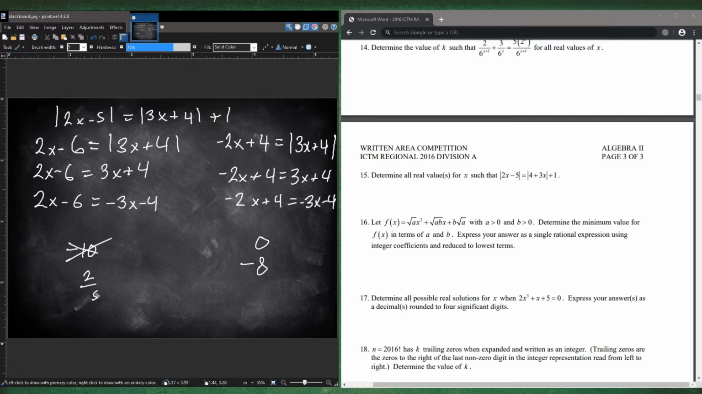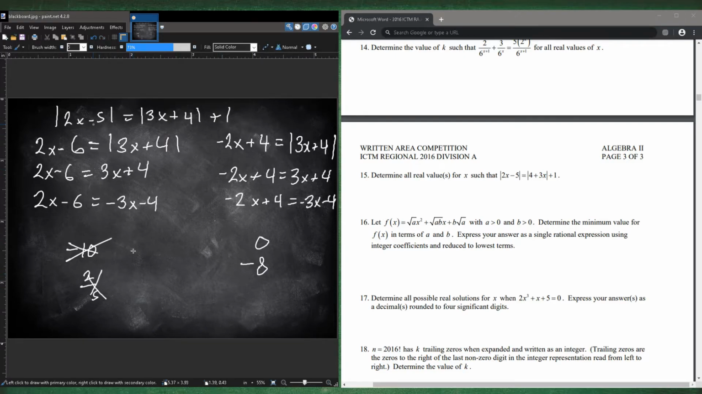Now you plug in 2 over 5 here. That's 4 over 5 minus 5, which is negative 21 over 5, so the left side is 21 over 5. Then you plug it in on the right side: 3 times 2 over 5 is 6 over 5, plus 4 is 26 over 5, plus 1 is 31 over 5. That is not true. So erase that; this is not an answer.